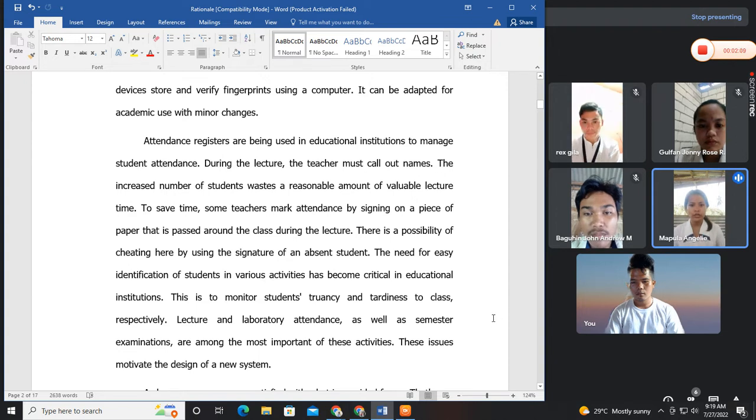The need for easy identification of students in various activities has become critical in educational institutions. This is to monitor student truancy and tardiness to class.